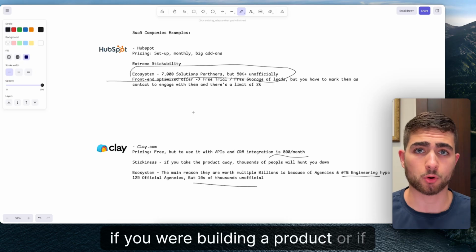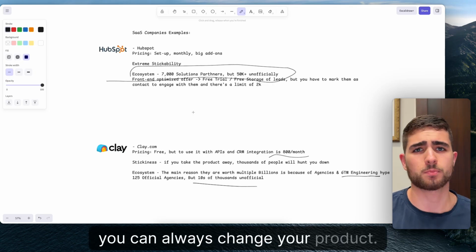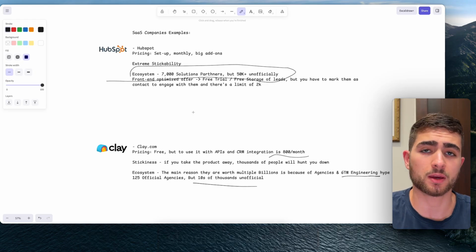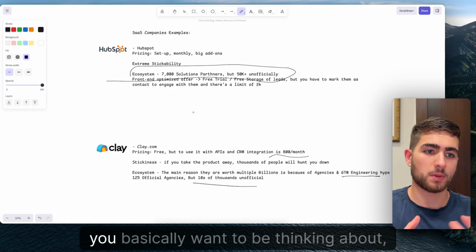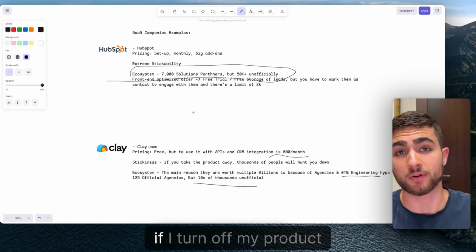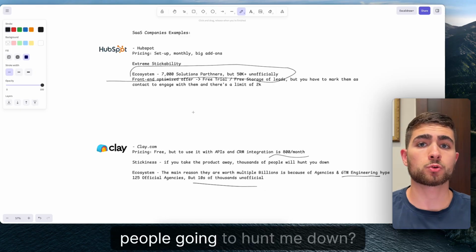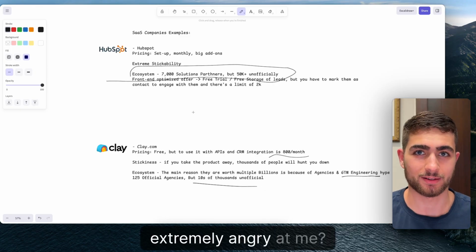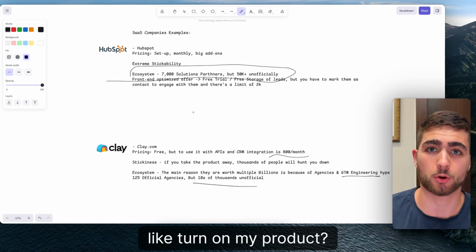If you're building a product or your service, because you can always change your service, you can always change your product, and you should, by the way, you should always be changing it, and you should be thinking, how do you make it more sticky? And to calculate that, you basically want to be thinking about, if I turn off my product today, are people going to hunt me down? Are they going to be extremely angry at me? Are they going to show up at my front door, like, turn on my product?